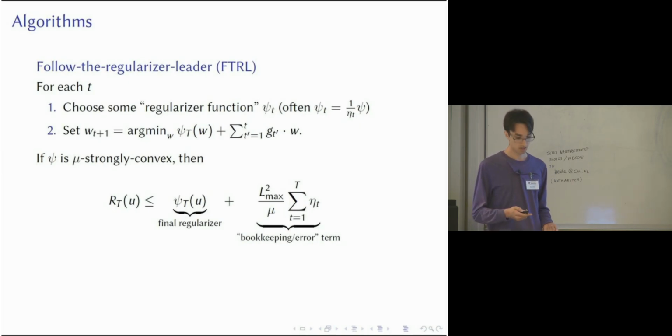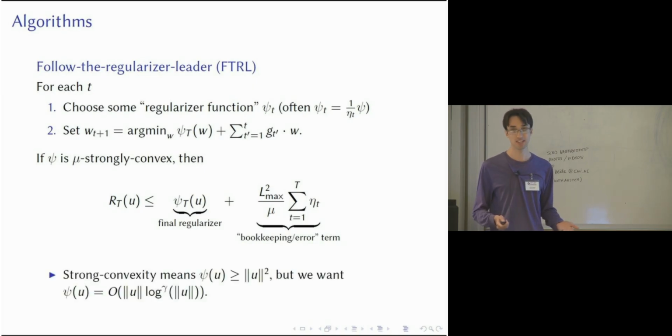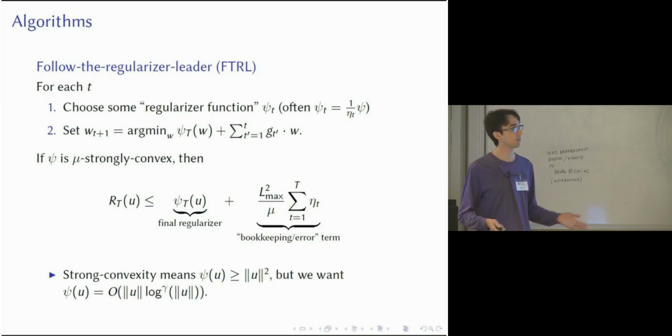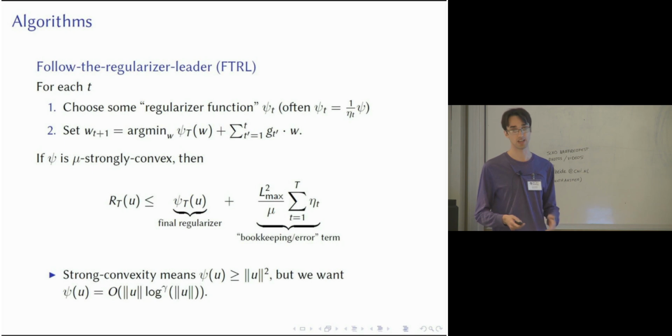Okay? Unfortunately, that's not going to work out for us because if something is strongly convex, it has to be bigger than a quadratic. And u times log gamma is never bigger than any quadratic. So we can't just blindly apply this type of theorem to immediately get the regret bound that we'd like to have. We're going to do something a little bit more general.